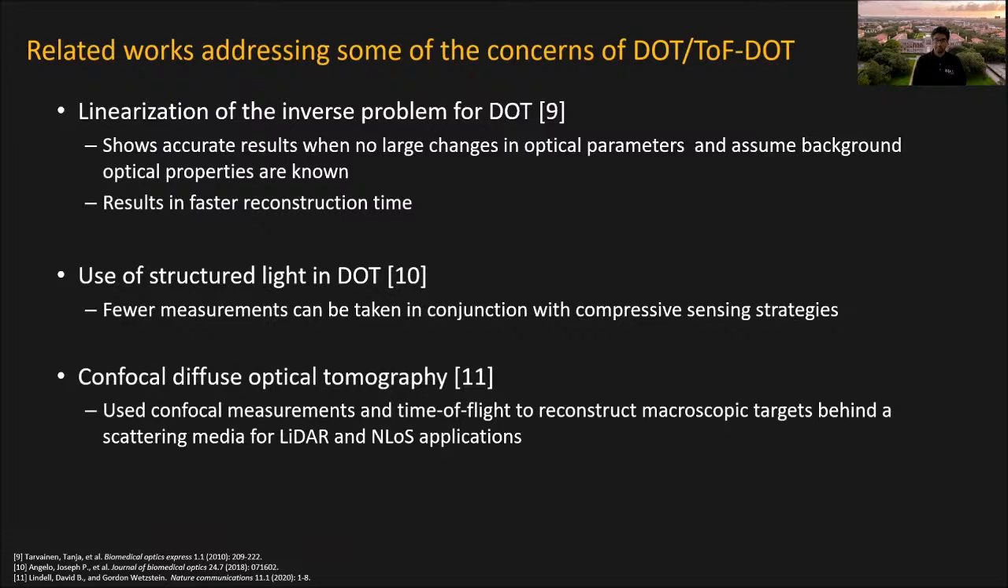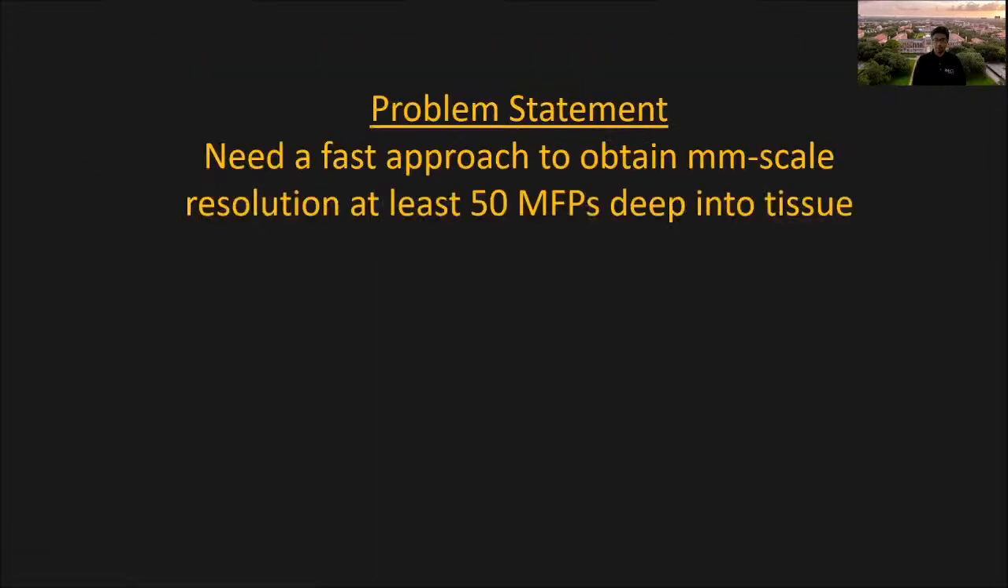Many works aimed at addressing the issues of DOT and TOF DOT, and we list a few here that gave us some inspiration for our method. Linearization of the inverse problem for DOT results in faster reconstruction time, similarly accurate results, making only a few assumptions. Structured light in DOT is aimed at taking fewer measurements to improve upon acquisition time, and confocal DOT uses time of flight and confocal measurements that contain the most information to reconstruct macroscopic targets while reducing overall acquisition time and reconstruction time. However, there still exists a need for a fast method that can obtain millimeter scale resolution 50 mean free paths deep into tissue.